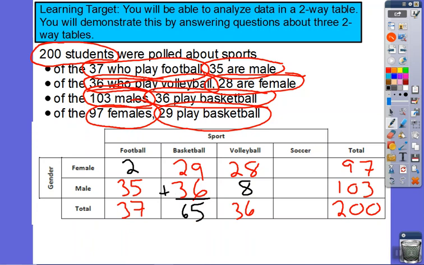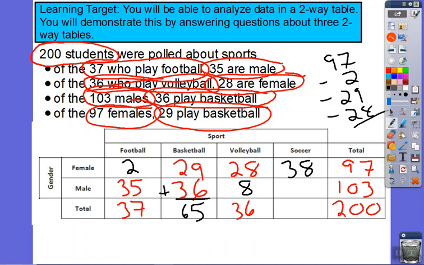But now I'm in a quandary here because I have absolutely no soccer numbers, so I'm going to have to figure that out. So I'm going to start over on the side and notice that there are 97. I know that 2 of them like football, 29 are playing basketball, 28 are playing volleyball. So if I do that subtraction, I will get how many are left to do soccer. So minus 2, minus 29, minus 28 leaves 38.